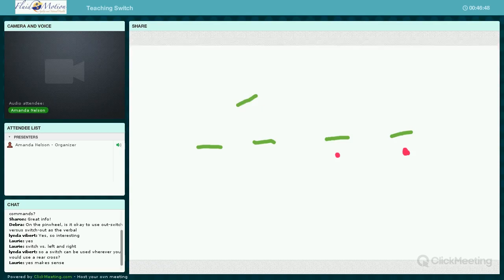So a switch can be used whenever you would use a rear cross. Most often than not, when you're doing a rear cross, you're changing direction. I can't really think of any times, I'm probably going to kick myself, but I can't think of any times that I would do a rear cross without a change of direction, without the switch. So I would say that, at least for me and how I handle it, every time I rear cross, I'm probably going to be giving a switch as well.